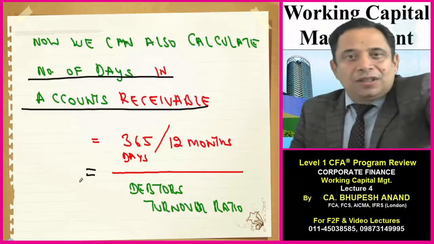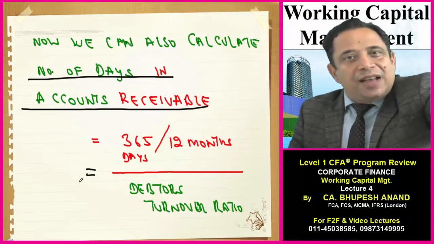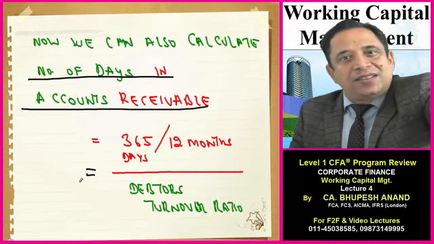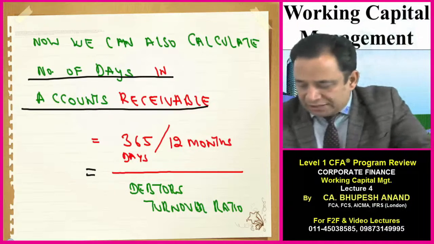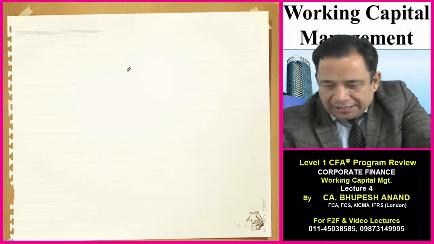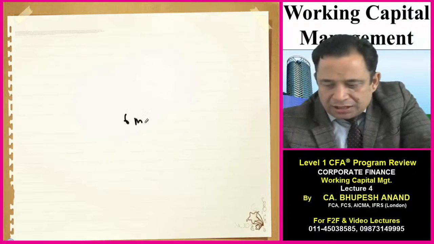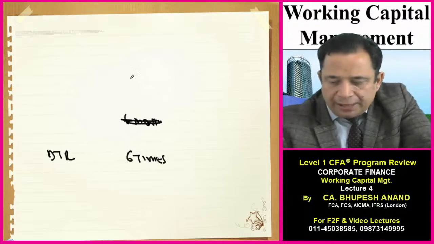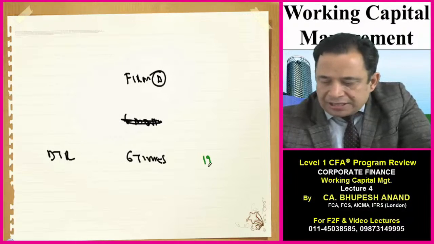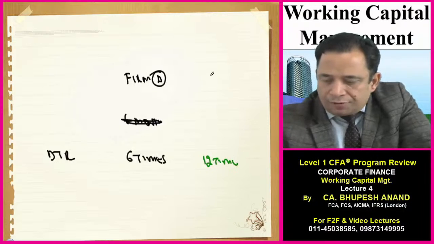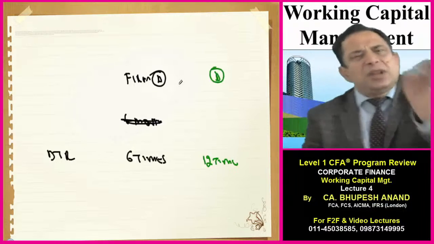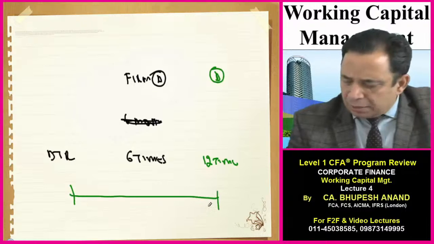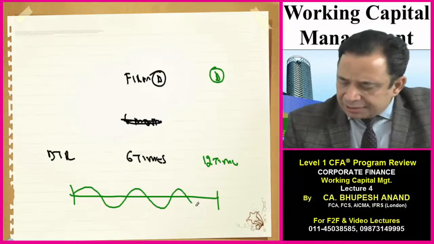Again, there is no need to learn the formula. I can directly relate and directly calculate this relationship. For example, I keep 6 times as a debtors turnover ratio for firm A, and 12 times as a ratio for firm B. Now, what is the meaning of 6 times? It means in 12 months, there is 6 times turning.